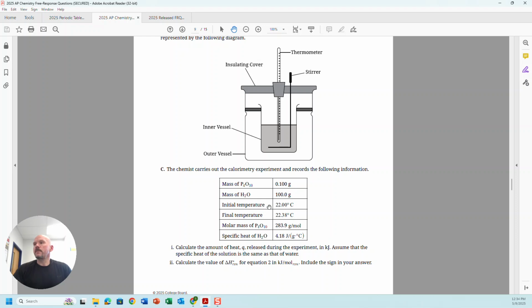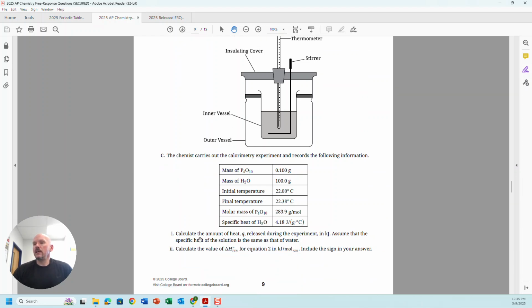Okay, and so part C number 1, we're just doing q equals mc delta T, right? They give us a specific heat capacity. They give us the mass of the P4O10 that we added, and they gave us the mass of water, okay? So remember, water's density is 1 gram per milliliter, so 100 milliliters is 100 grams.